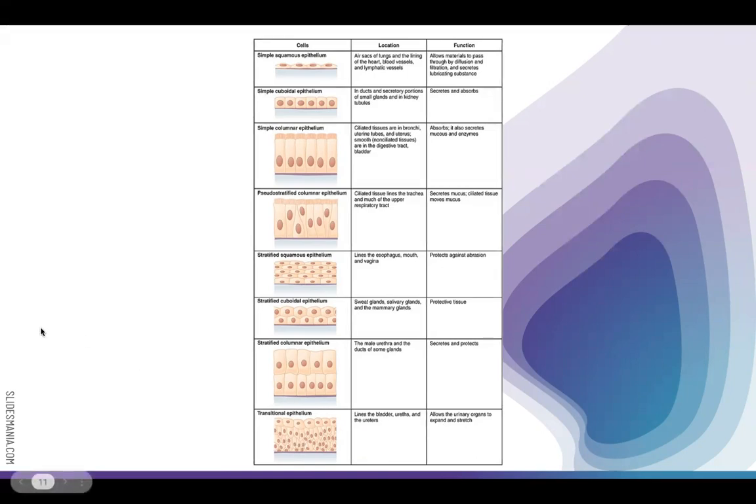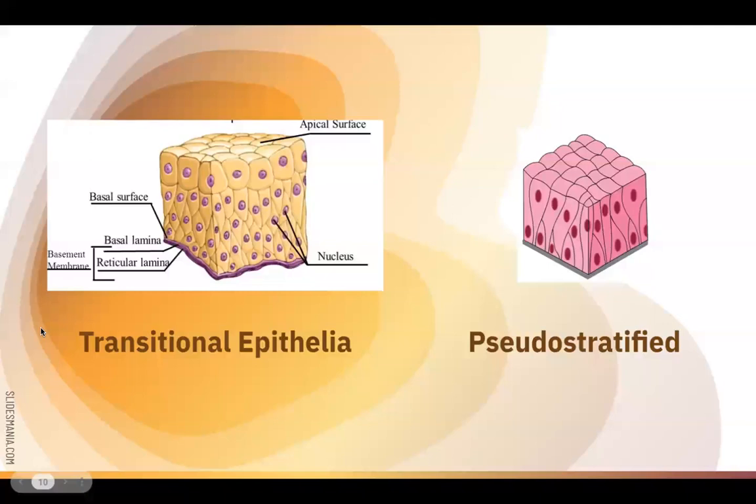So if we go back to the previous slide, you can see how it transitions from a larger cell to the smaller. And this is because in the bladder, as it fills up with urine, the transitional epithelia can actually stretch and expand so that it has more room and it can hold that urine until you have to go use the bathroom.